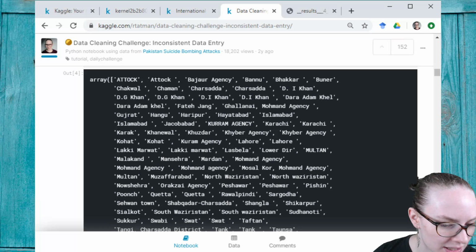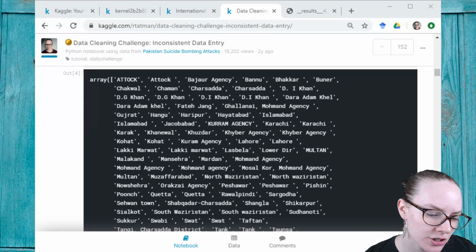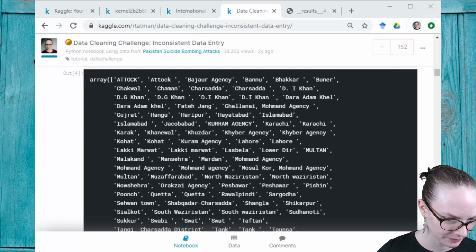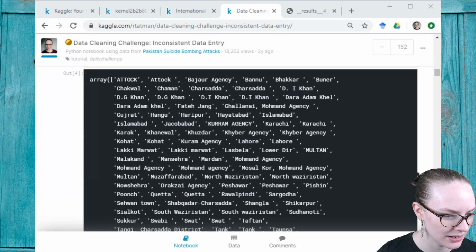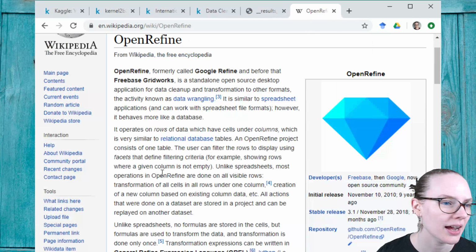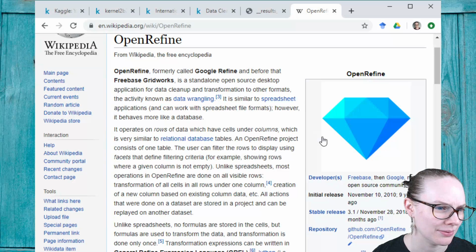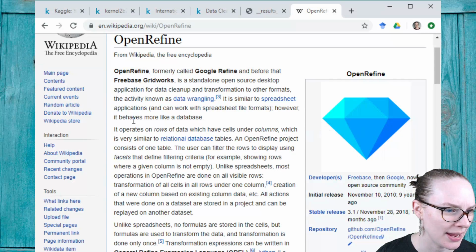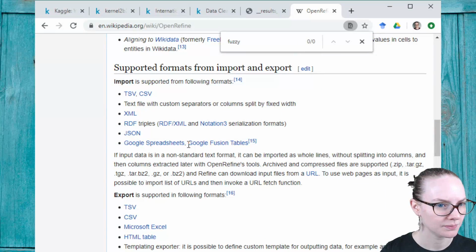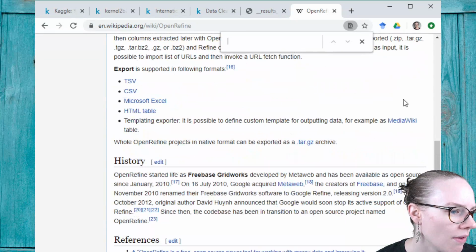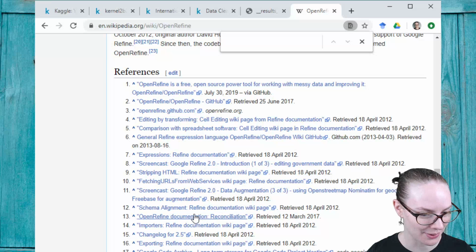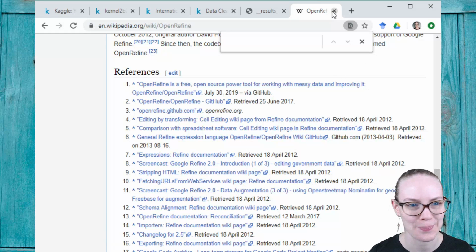Jenna says, can it do clustering a la OpenRefine? Not entirely sure what OpenRefine is. Let me Google that real quick. Powerful tool for working with messy data, cleaning it, transforming it from one format to another. Standalone open source desktop application for data cleanup and transformation to other formats, also known as data wrangling. Similar to spreadsheet applications, behaves more like a database. Let's see. I don't see fuzzy matching. Maybe. I've never used this. If anyone else has, maybe they can offer more insight.